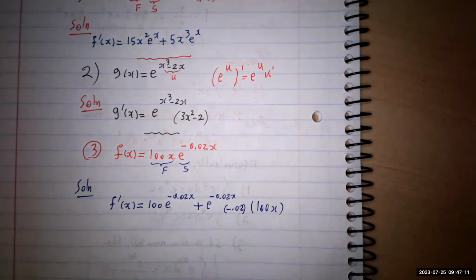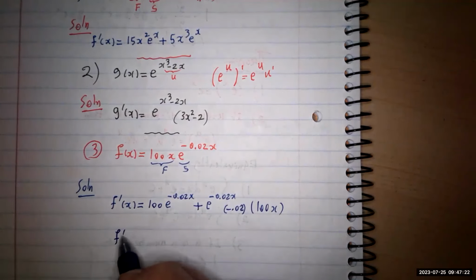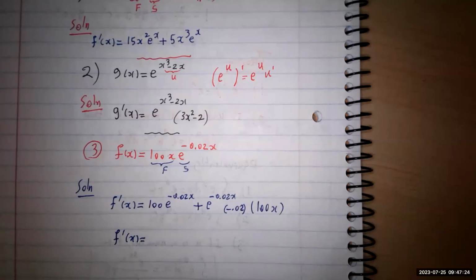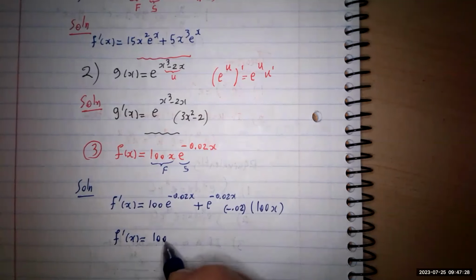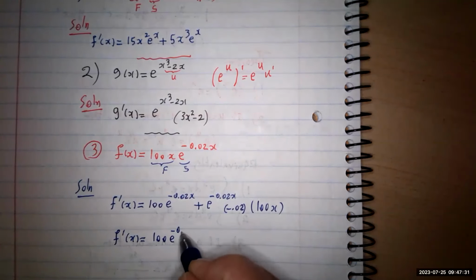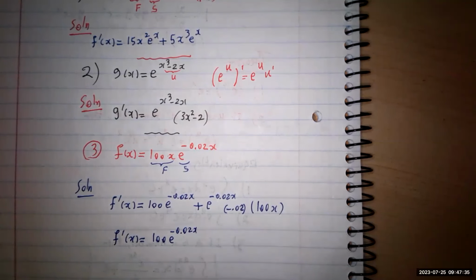Okay, but we are not done. You have to multiply these two together, and they are monomials, remember? We put the monomials up in front. So the final answer is f prime of x equal to 100 e to the negative 0.02x. Now multiply this together.